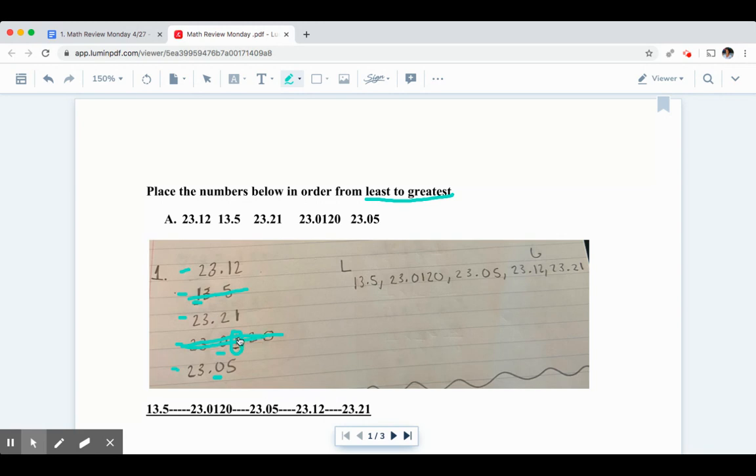Then the number that had the 5 in the hundredths place will go after, because it had a 0 in the tenths place like the other one, but it was a little bit bigger because it had a 5 in the hundredths place, and 5 is greater than 0. So that number will go next in my list.